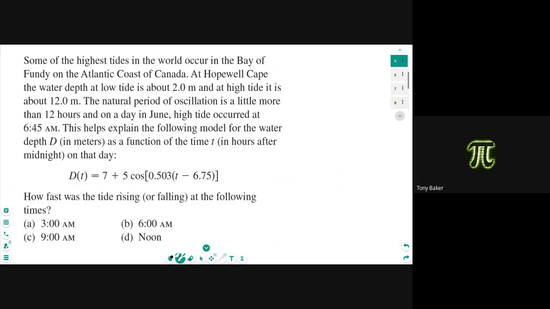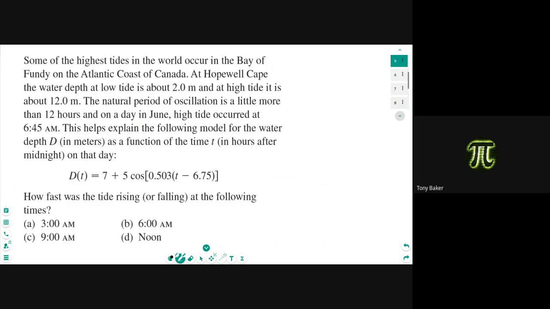All right, so there's a whole bunch of stuff about high tides and low tides. The lowest tide at this place in Canada is 2 meters. The high tide is about 12 meters. So for those of us who deal with standard measurements, about 6 feet to about 36 feet. It's a rather large change in water height.